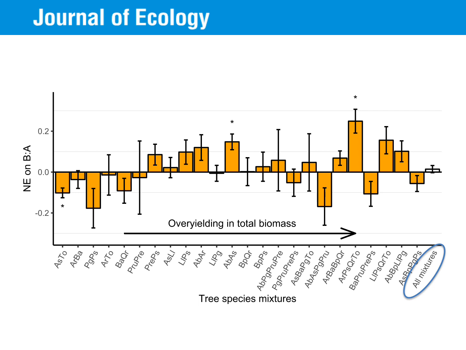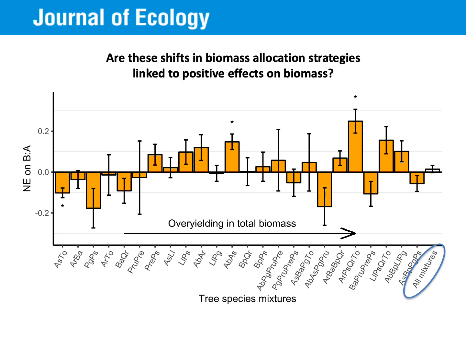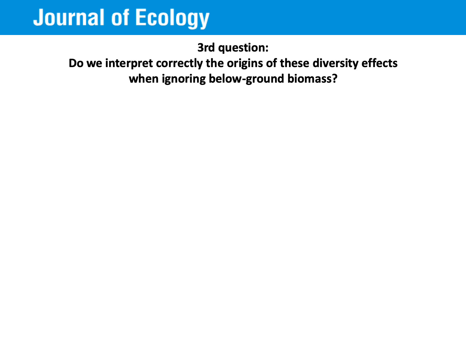However, seeing the variability in this net effect on biomass allocation, we can ask ourselves, are these shifts in biomass allocation strategies linked to positive effects on biomass? A correlation test reveals that this is not the case. We can also ask ourselves, do we interpret correctly the origins of these diversity effects when ignoring below-ground biomass?